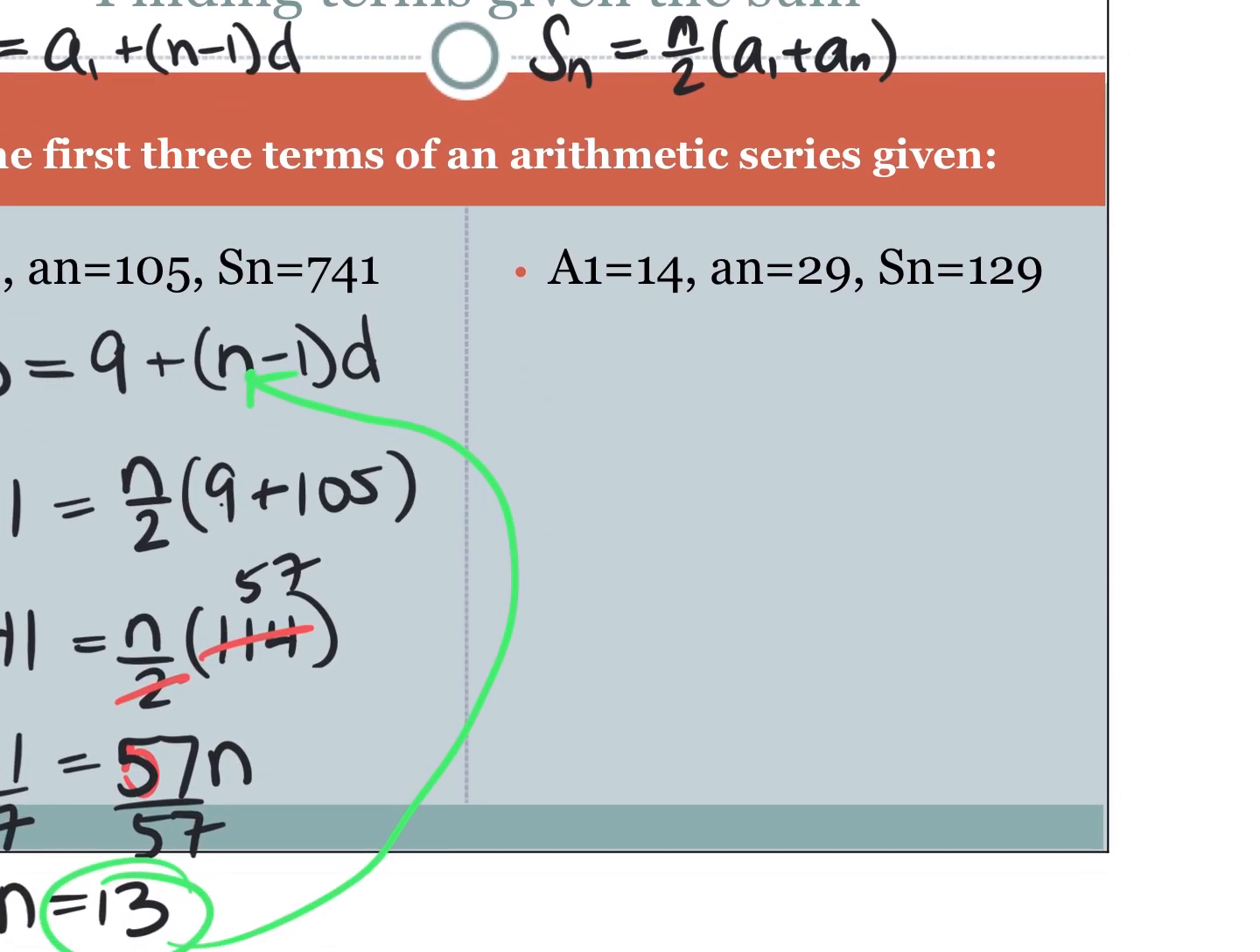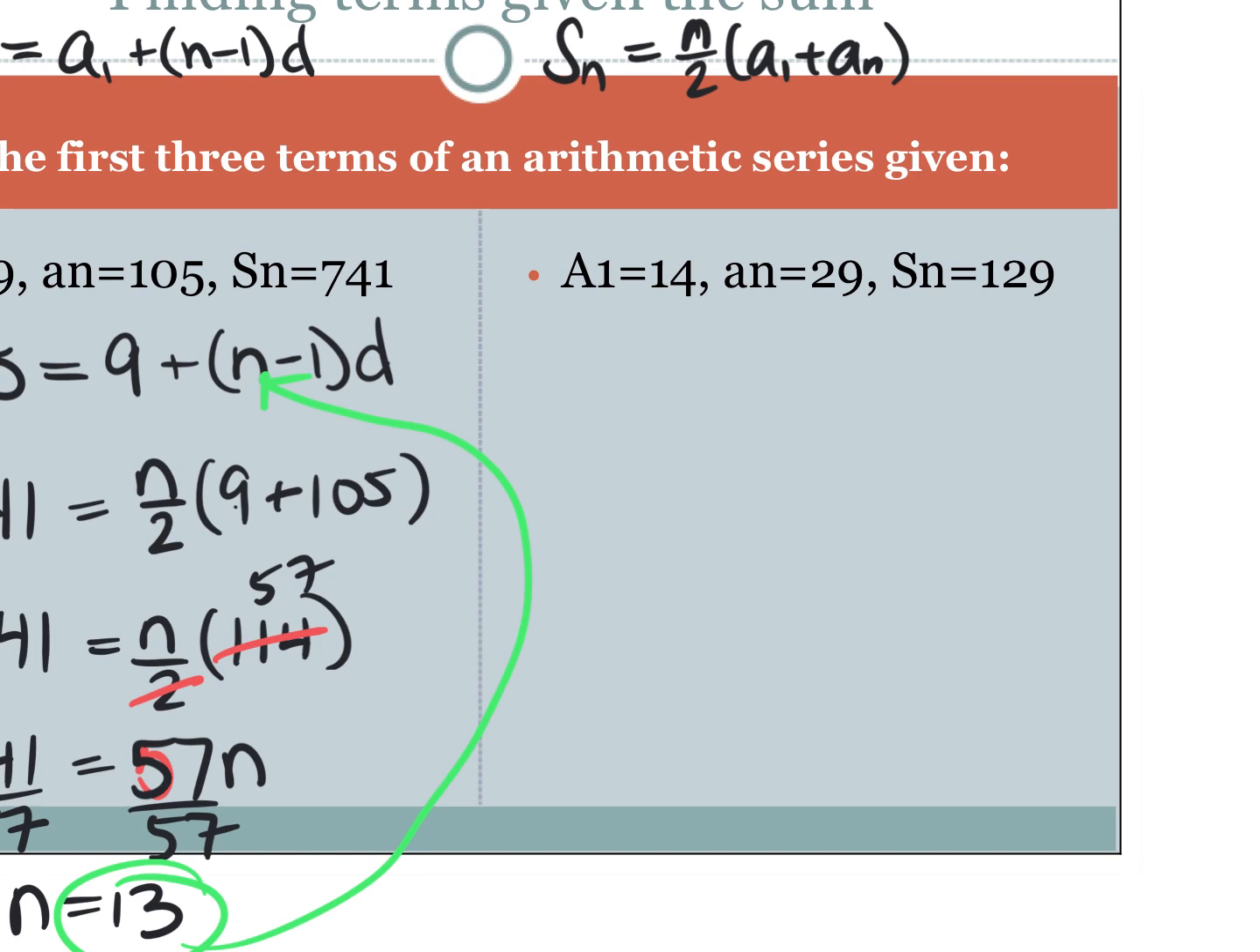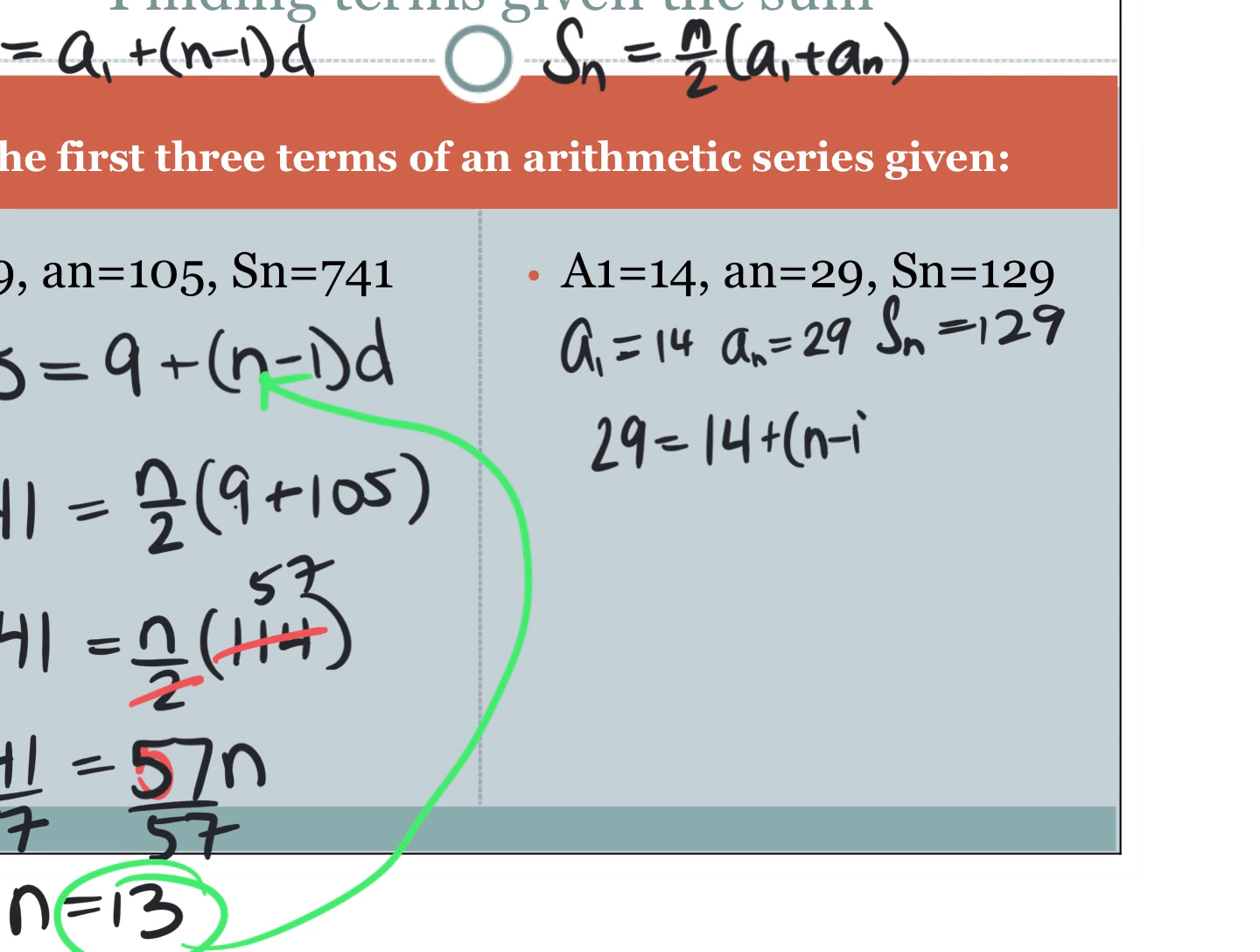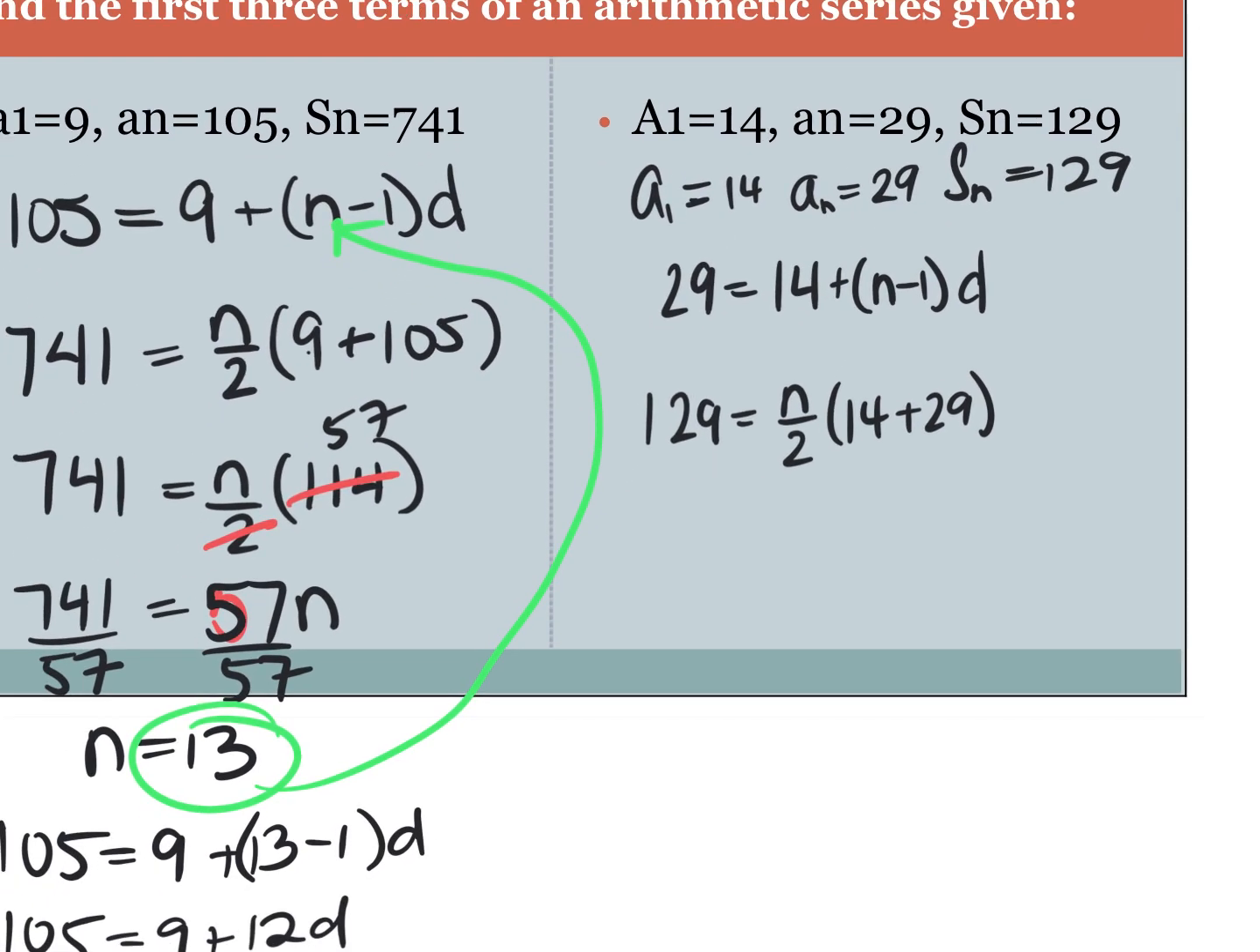All right, let's look at the second example. A1 is 14. An is 29. We really should be writing it A1 and AN and SN. Okay, use the subscripts. Don't write it the way it's written here. So again, plug them into both sets of equations. AN 29 equals A1 14 plus n minus 1 times d. And SN 129 equals n over 2 times 14 plus 29. 14 plus 29 is 3, carry the 1, 43.